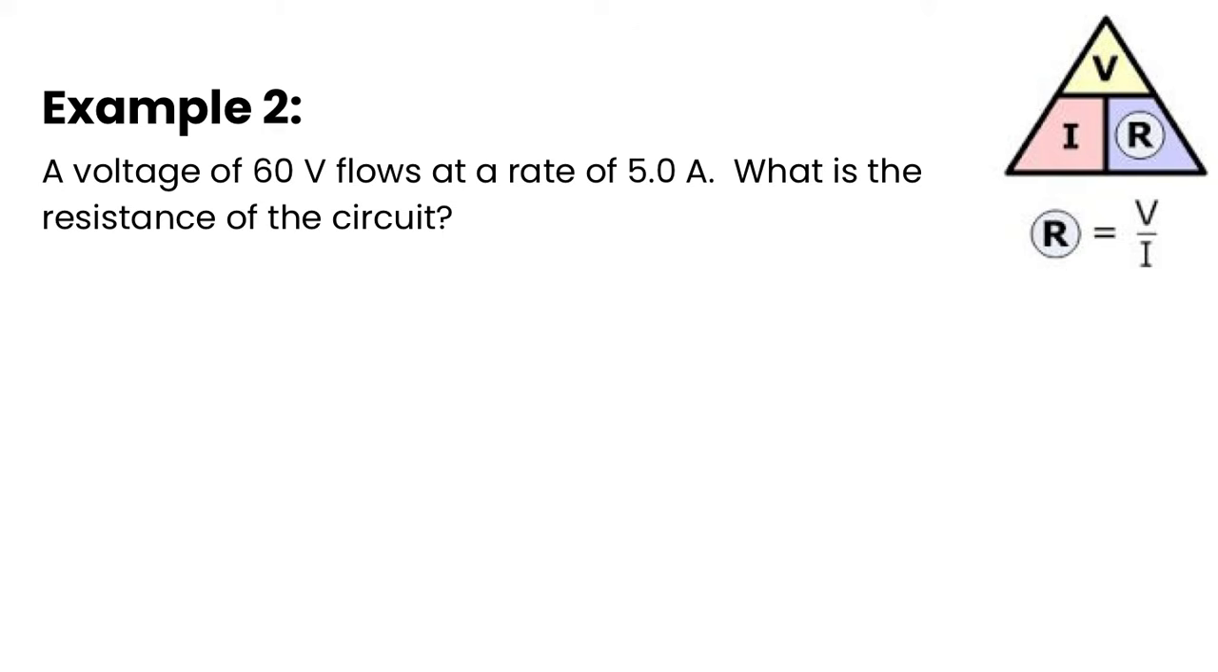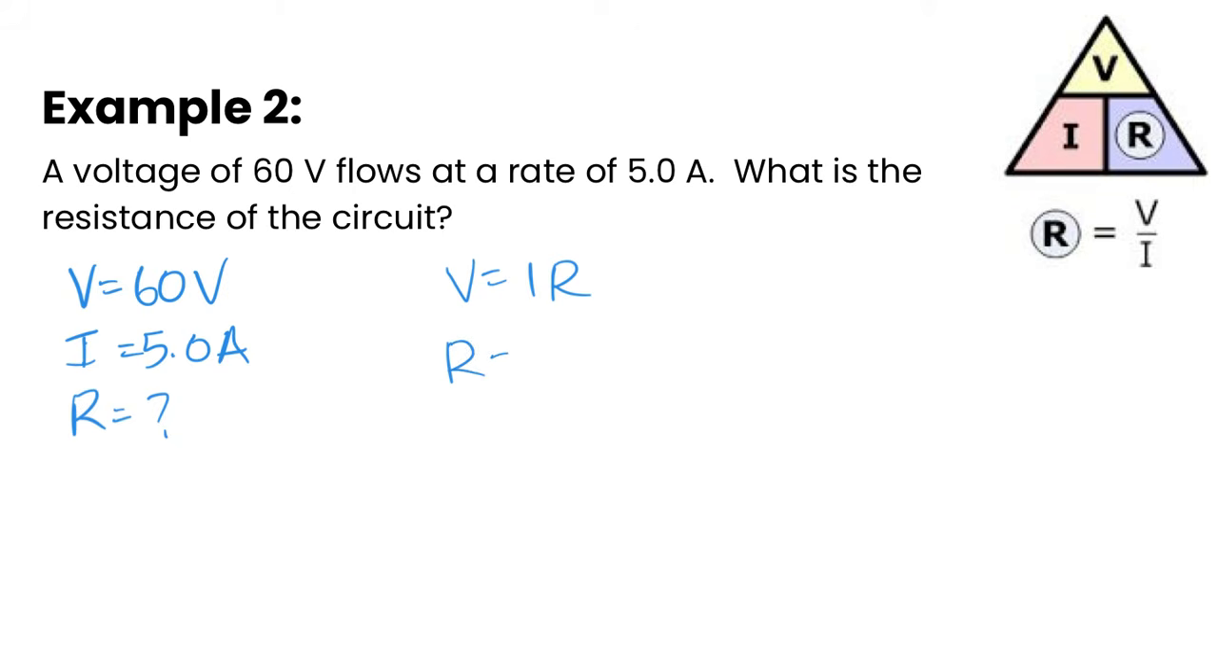Looking at a second example, we have a voltage of 60 volts flowing at a rate of 5.0 amps. What is the resistance of the circuit? So let's start out again. We know what voltage is. That's 60 volts. We know what our current is, I, which is 5.0 amps, and we're trying to solve for R. So we do need to rearrange our V equals I times R. If we divide both sides by I, then R is going to be equal to V divided by I.